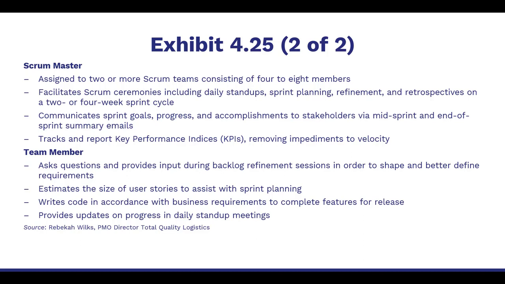Then finally, we have what we call the Scrum Master and the team member. Please know that the Scrum Master is assigned to 2 or more Scrum teams consisting of 4 to 8 members. They facilitate Scrum ceremonies, including daily stand-ups, sprint planning, refinement, retrospectives, and 2 to 4 week sprint cycles. They communicate sprint goals, progress, and accomplishments to stakeholders via mid-sprint and end-of-sprint summary emails. They track and report key performance indicators, what we call KPIs.